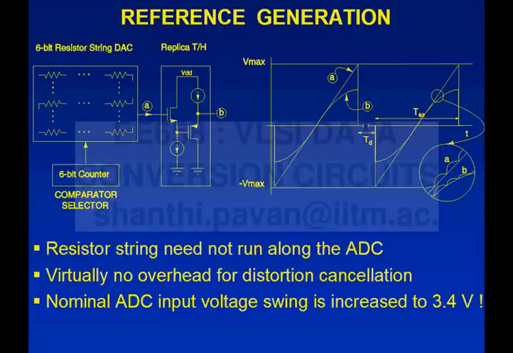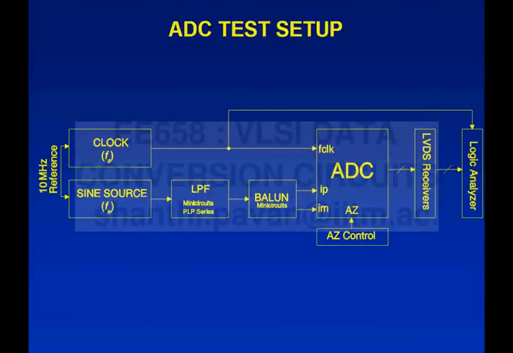So when compared to the main track and hold, which in principle has to swing full scale in 1 cycle, because Fs by 2 is the Nyquist tone, bandwidth wise, this can be a very low bandwidth effect. This is the test setup.